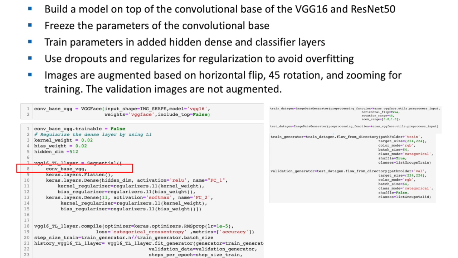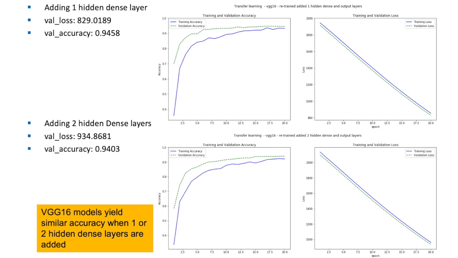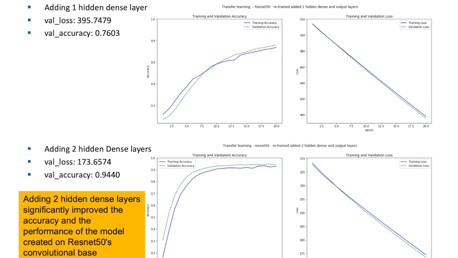In transfer learning, I'm using the convolutional base of each model to create a model on top of that and freeze the parameters of the convolution and train the parameters of the newly added layers. The results show that for VGG16, adding 1 layer or 2 layers, validation accuracy is 94%, whereas ResNet-50's accuracy improves significantly when 2 layers are added, from 76% to 94%.